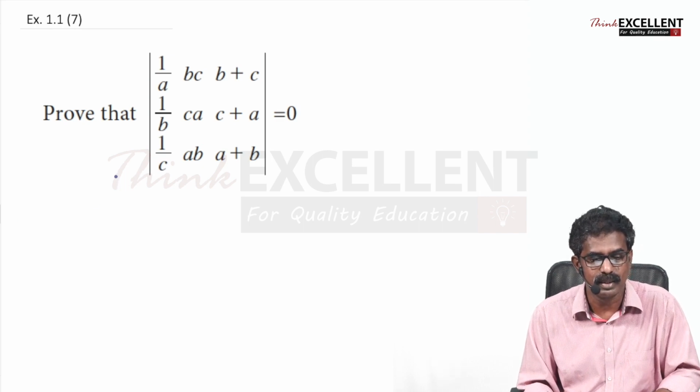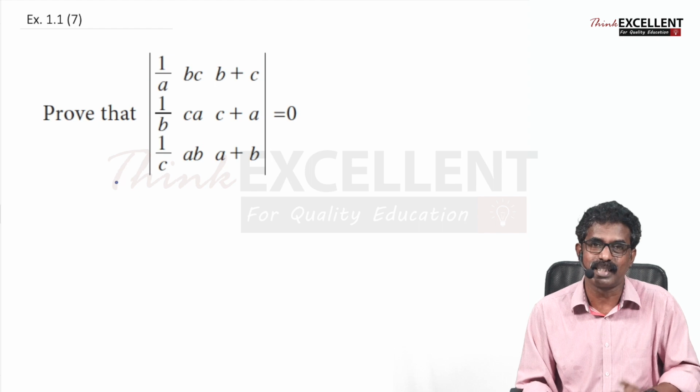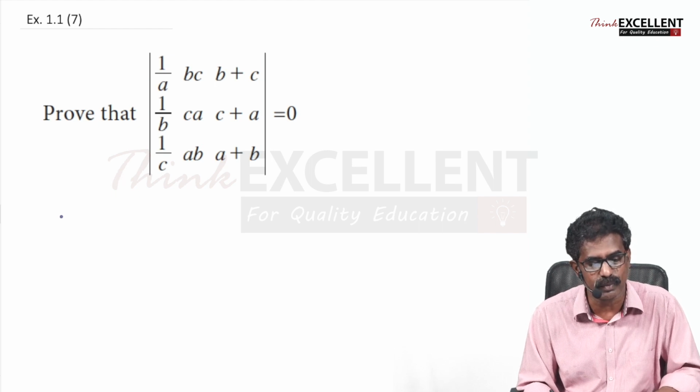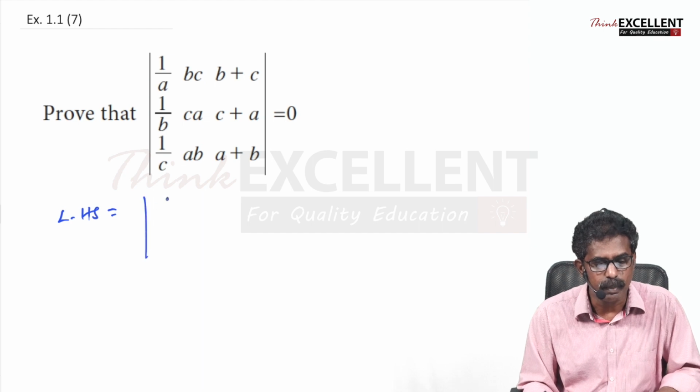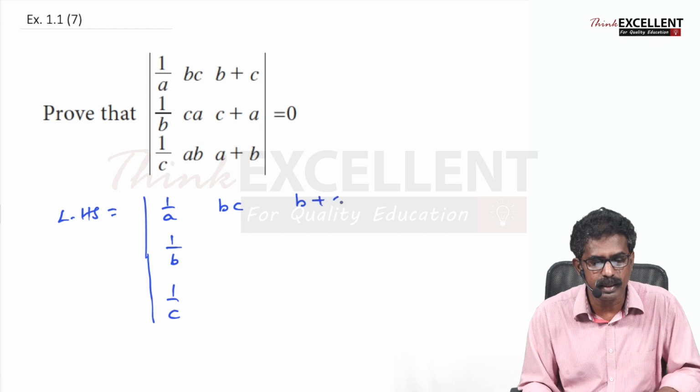Prove that the determinant is equal to 0. So here given the answer, they asked to prove this is equal to 0. We start with LHS. What is LHS here? 1 by A, 1 by B, 1 by C. First column, right? 1 by A, 1 by B, 1 by C. Then you have BC, B plus C, CA, C plus A, AB, A plus B.